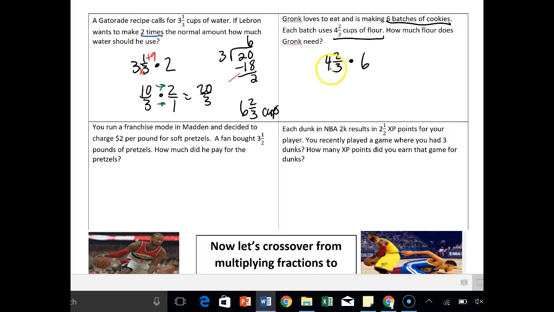So again, change the mixed number to an improper fraction. Always, always, always when multiplying and dividing. That gives us 14 over 3 times 6 over 1, right? Can we cross cancel? Yes, we can. 3 and 6. 3 divided by 3, 1. 6 divided by 3, 2. Go straight across. So how many cups of flour does he need? He needs 28 over 1, or 28 cups, right?